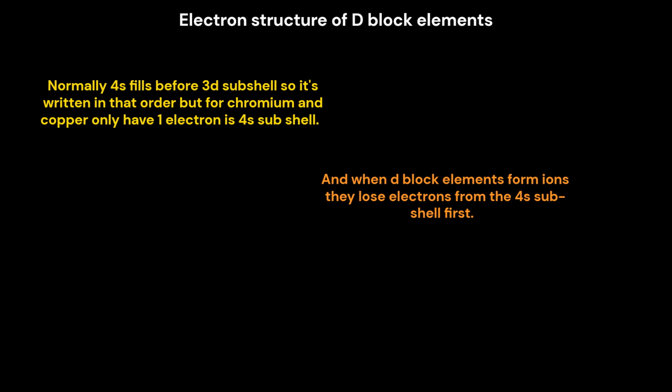Electron structure of d block elements. Normally 4s fills before the 3d subshell, so it's written in that order, but chromium and copper only have 1 electron in the 4s subshell. And when d block elements form ions, they lose electrons from the 4s subshell first.